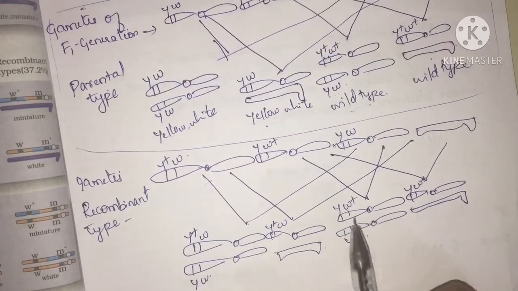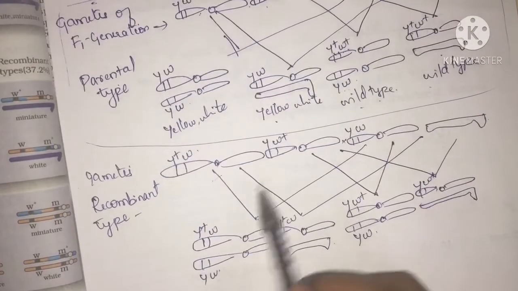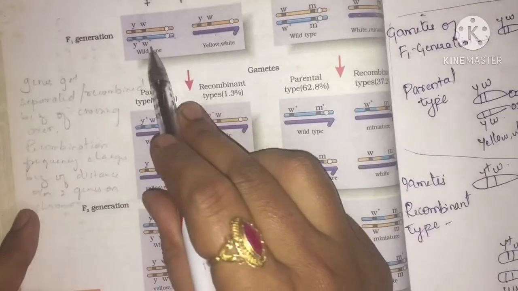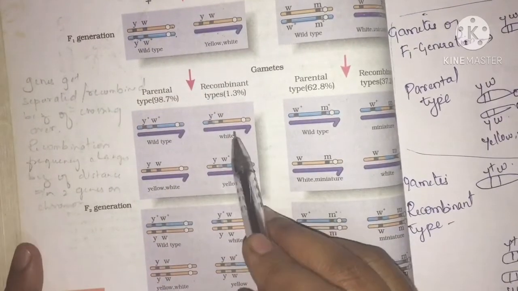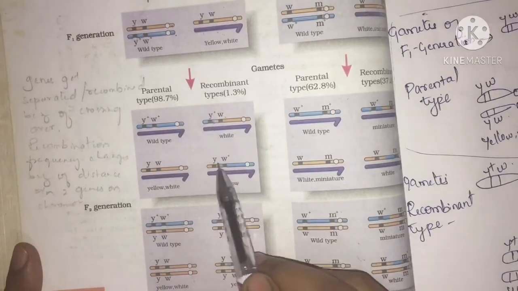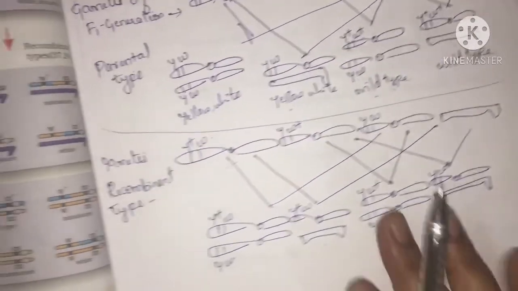Just what is the difference here? There is no crossing over here, here there is a crossing over. After crossing over you will get like this. So the same one you will find here. These are the recombinant type. Here they have not shown the recombination which has occurred; directly they have shown it as a recombinant type. You can find Y plus W with a male, YW plus with a male.